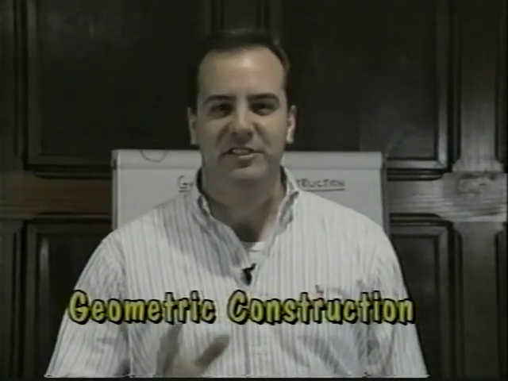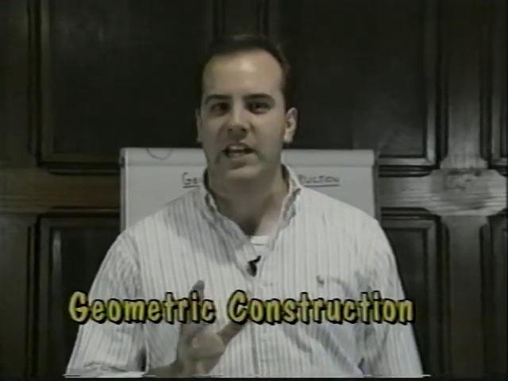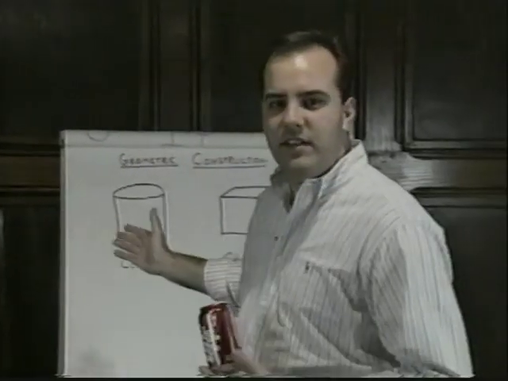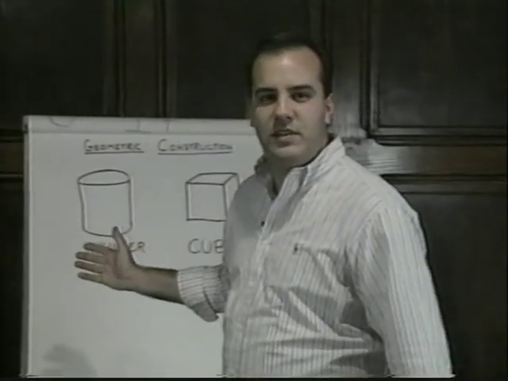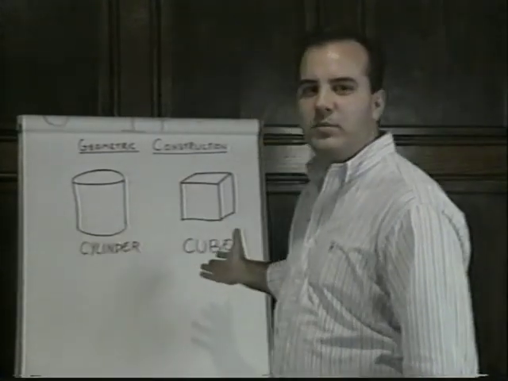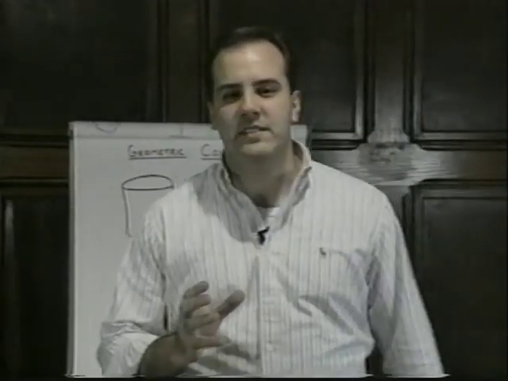Simply put, geometric construction is the process of breaking an object down into its simplest shape. Take an example of a Coke can, or my favorite, a Dr. Pepper. All a Dr. Pepper can really is, is a cylinder. The TV that you're watching this video on right now is simply a cube. And what all this means is it's really important to break objects down into simple, manageable shapes.